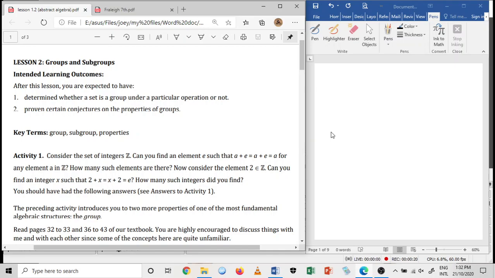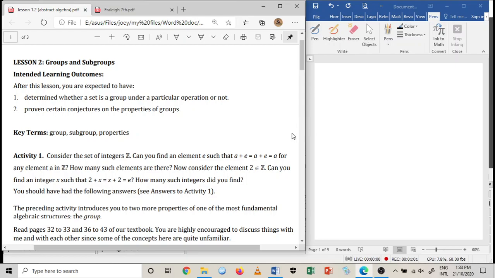Last time we talked about binary operations and their properties: commutativity and associativity of binary operations. Now, if we combine a set together with a particular binary operation, we call the combination an algebraic structure. A group is an example of a binary structure. When you say binary structure, there is a set and a binary operation defined on that set.